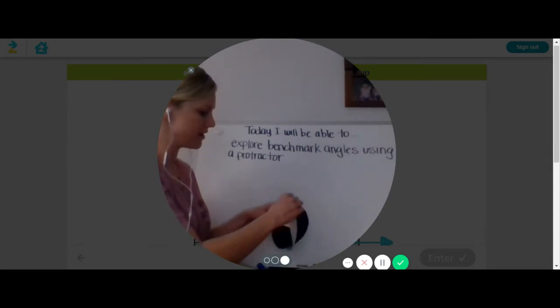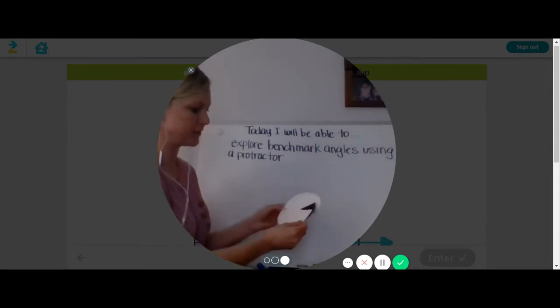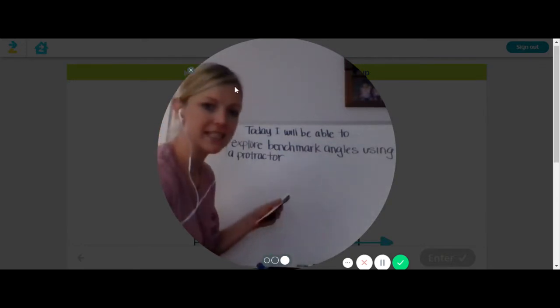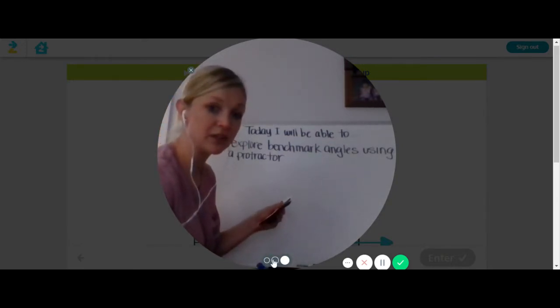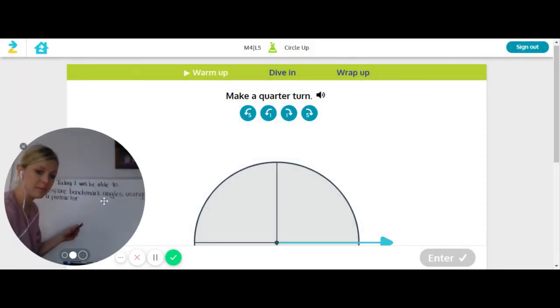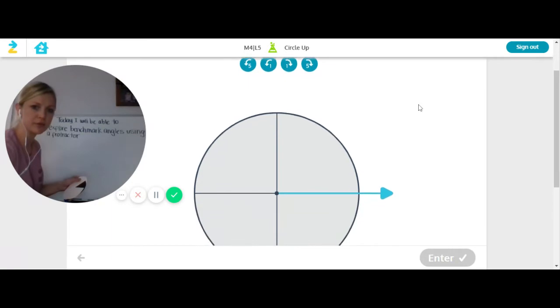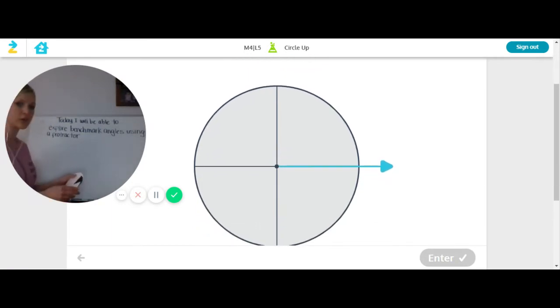So now we've created our own visual protractor tools that we can use throughout these lessons. So go ahead and hold on to these. And today we actually have a learning lab. So we're going to work together with our protractors, and I'm going to guide you. And we're going to work through using this tool together to find these benchmark angles. Make a quarter turn. All right, scholars. So using our protractors, we're going to make a quarter turn.